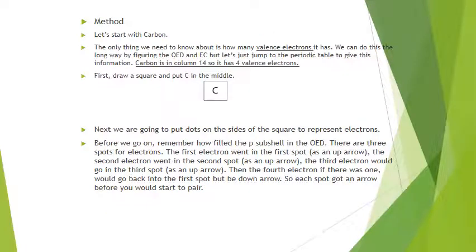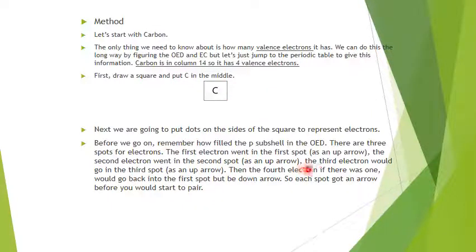All right, the method. Start out with carbon, and we know that carbon has 4 valence electrons, and we can quickly determine this because it's in column 14. So what you do is put a square around the carbon symbol. Then you put 4 dots, each dot representing an electron.